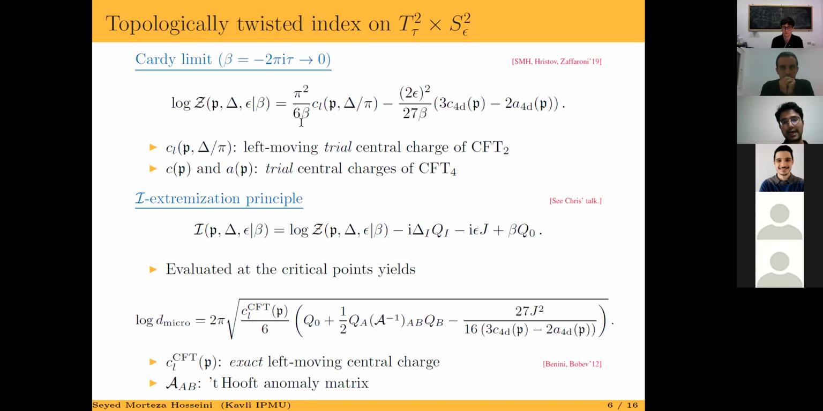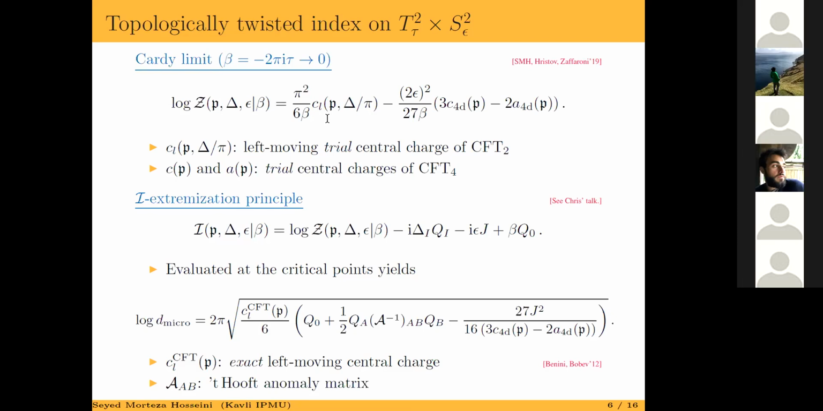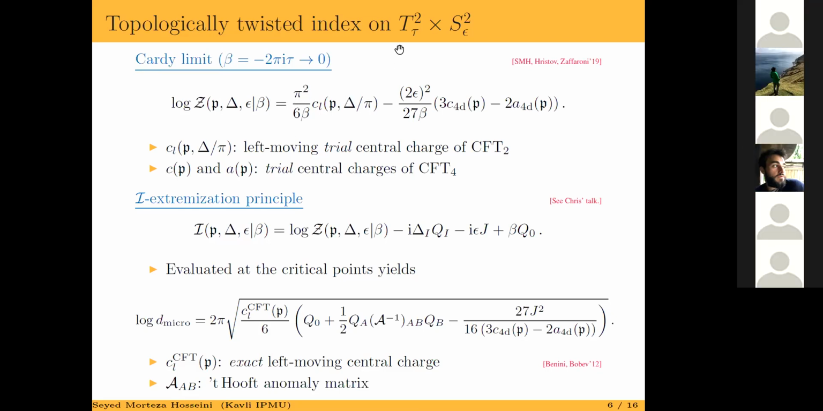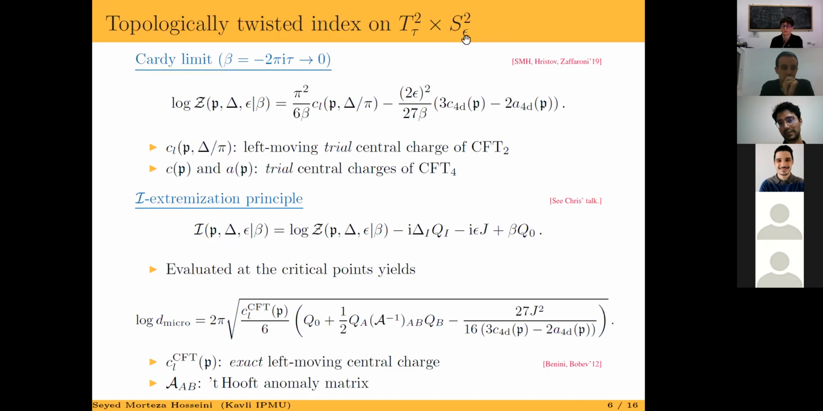Let me just first focus on the first part of this formula. This one, as you can see, is the usual Cardy formula that you would obtain by just looking at a two-dimensional CFT. You don't need any supersymmetry or anything. If I ask you what is the asymptotic density of states for a conformal field theory in 2 dimensions, you would just tell me it's the central charge of the theory divided by beta. That's it. And this is actually the behavior that we obtain for 4-dimensional field theories that are placed on T2 times S2 with a topological twist along S2.